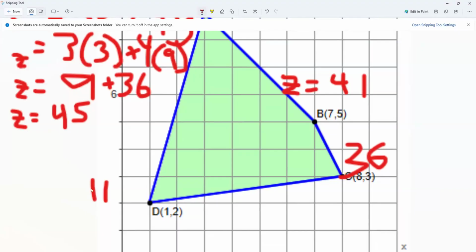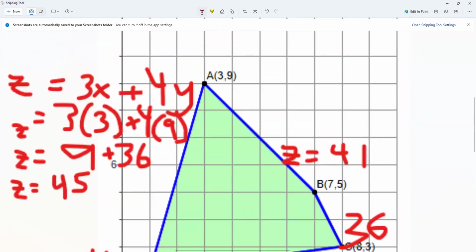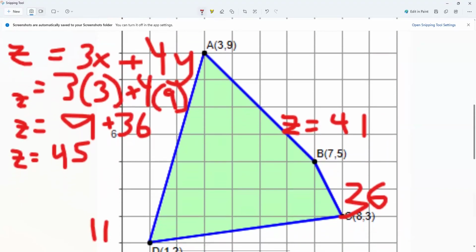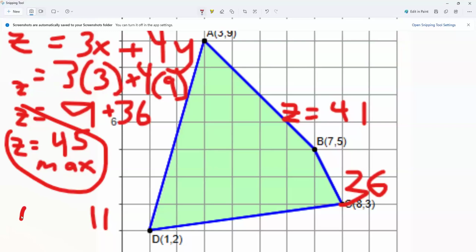Okay, so there are 4 answers. Depending on what your goal is, each of those answers is either the best or the worst. If you want to make more money, for example, and Z represents money, then you want the most. So which of those is the most money? 45, right? A would be the best. So that's the maximum. The maximum value of this problem is 45. Except, what if you want to save money? Then the best answer is the smallest one. Which one's the smallest? The 11. So the minimum is 11.